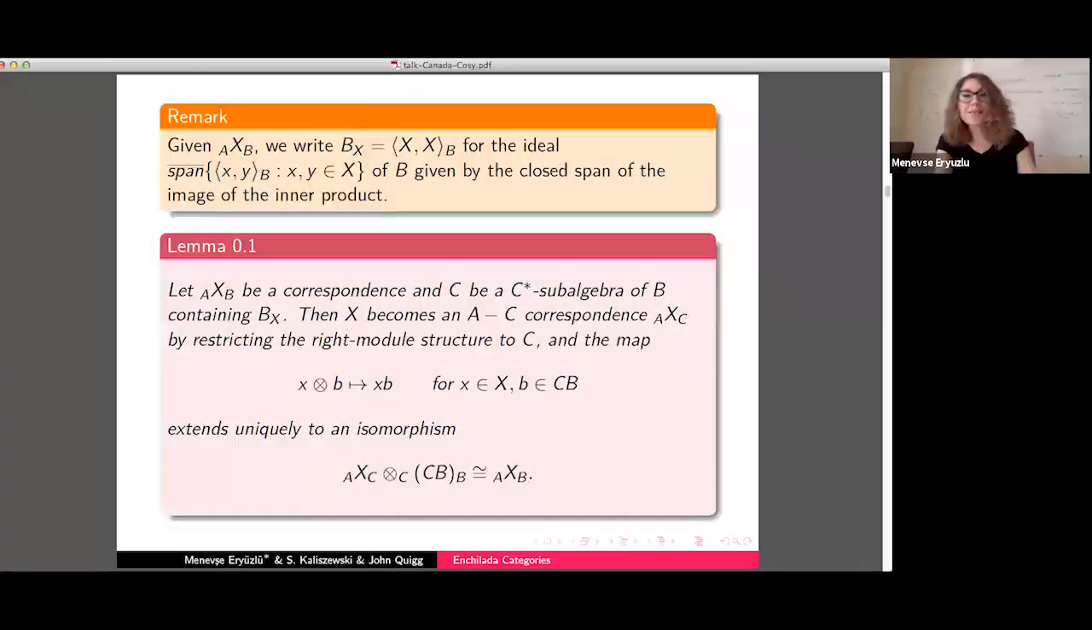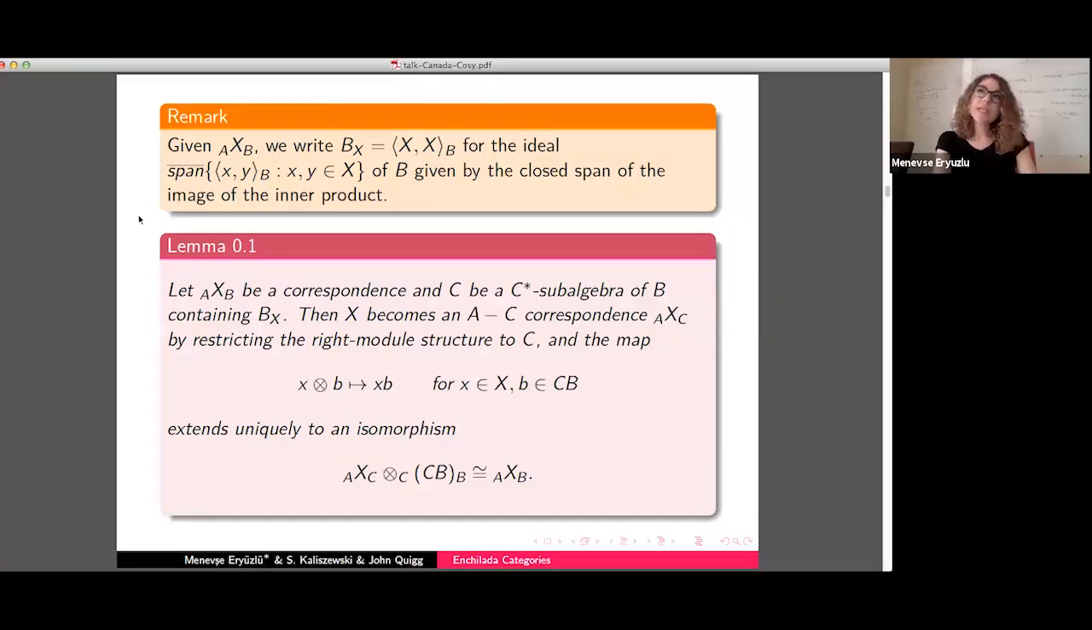Now here is our favorite ideal. For any given X, we are going to denote it by Bx. It's just the closed linear span of these elements. We will be using this ideal quite frequently.